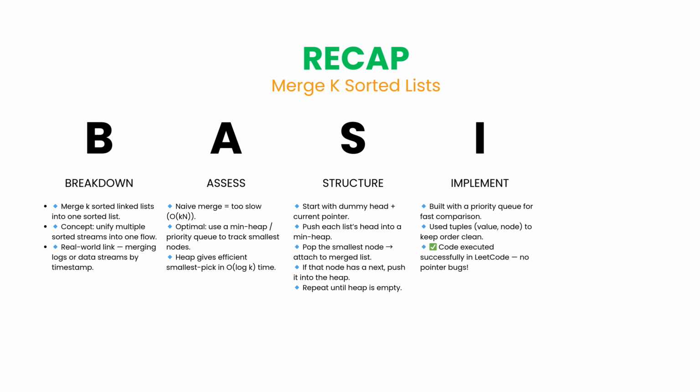Implement recap. We implemented this using a min-heap, storing tuples of node value and node, to ensure proper ordering. Running it on LeetCode, the solution executed cleanly and efficiently merged all lists without errors. Check recap. We verified the logic across all general cases and edge cases. The solution runs in O(n log k) time with O(k) space for the heap and produces correct results consistently.